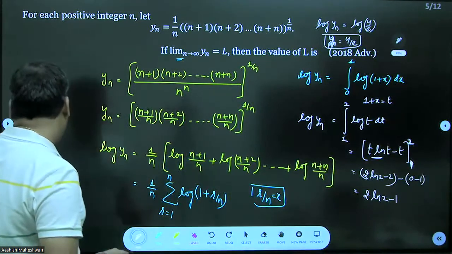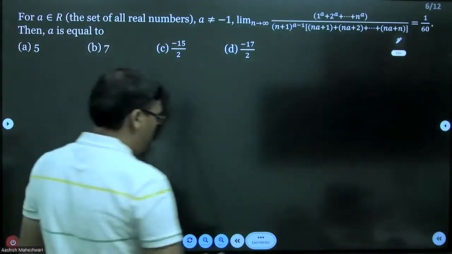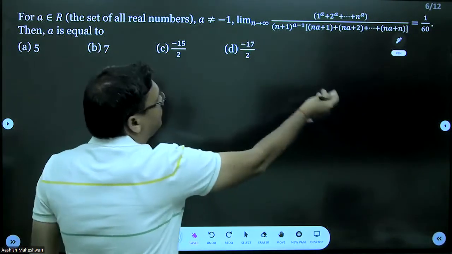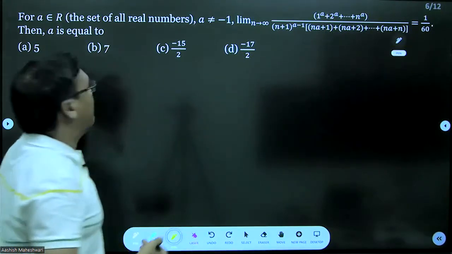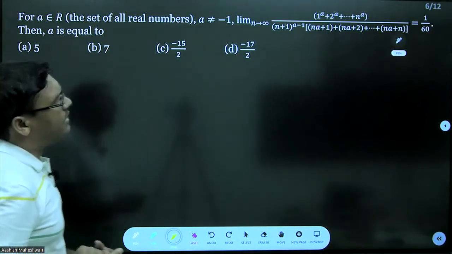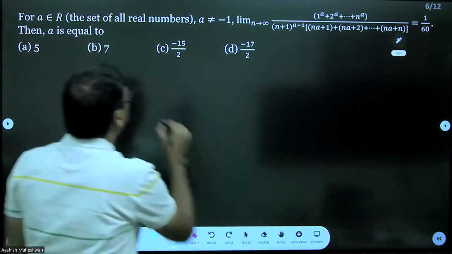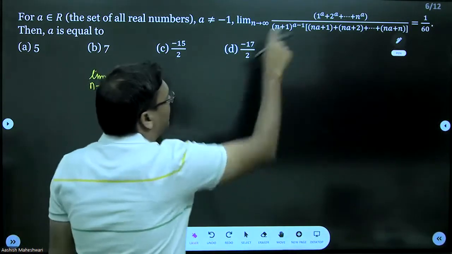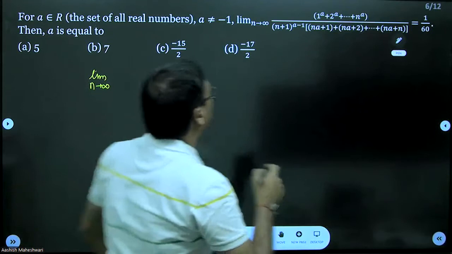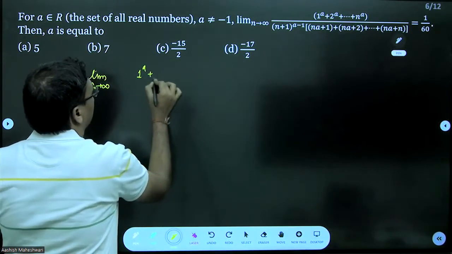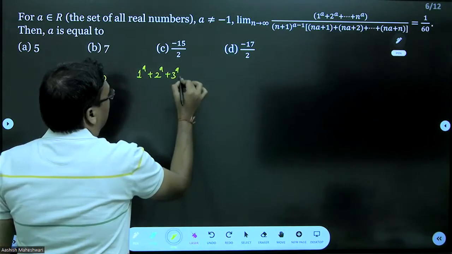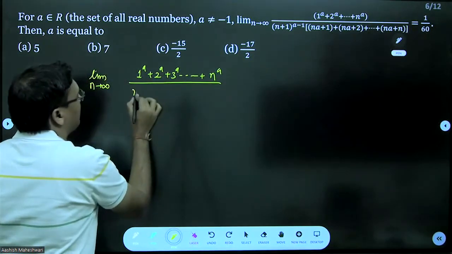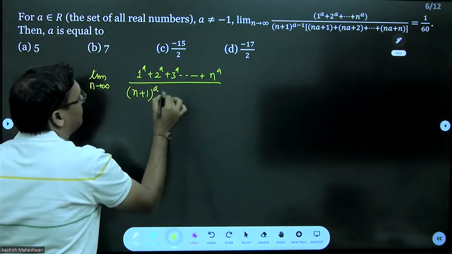Now let's take the last question on the same concept. You will be very comfortable with this. If a is a real number and limit n tends to infinity of this expression is equal to 1 by 60, then you have to find the value of a. So now see, again, we have expression limit n tends to infinity. Numerator में देखो, numerator में we have 1 raised to a, 2 raised to a, 3 raised to a, and n power a, divided by denominator में we have (n plus 1) raised to a minus 1.